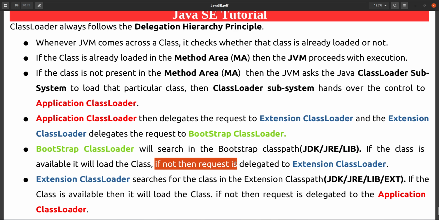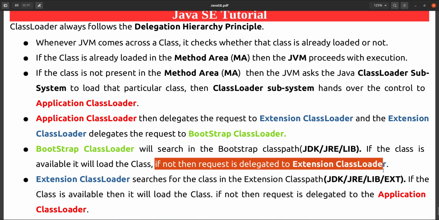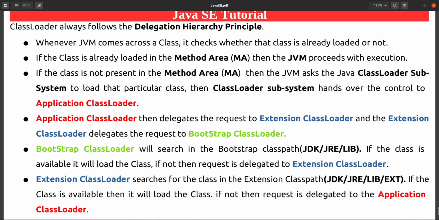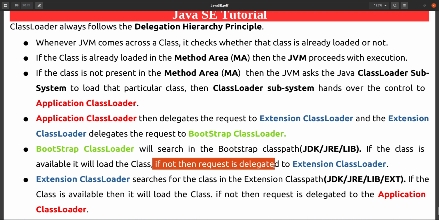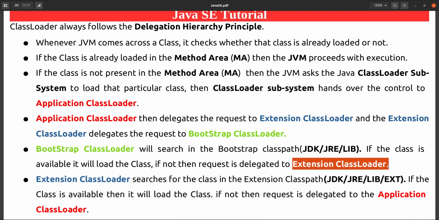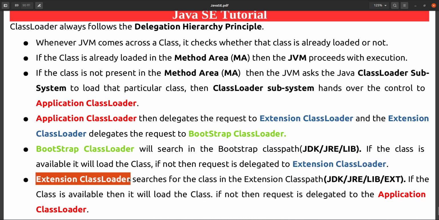If it is not, then the request is delegated to the extension class loader. Means if inside the JDK JRE lib directory your bootstrap class loader is unable to find the class, in that case your bootstrap class loader will hand over this request, or delegate this job, to the extension class loader.